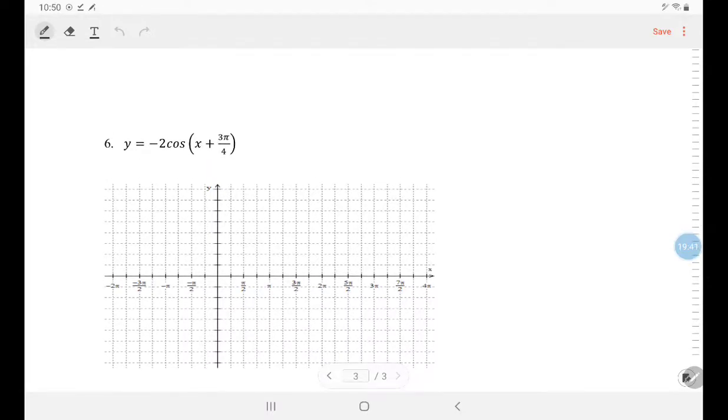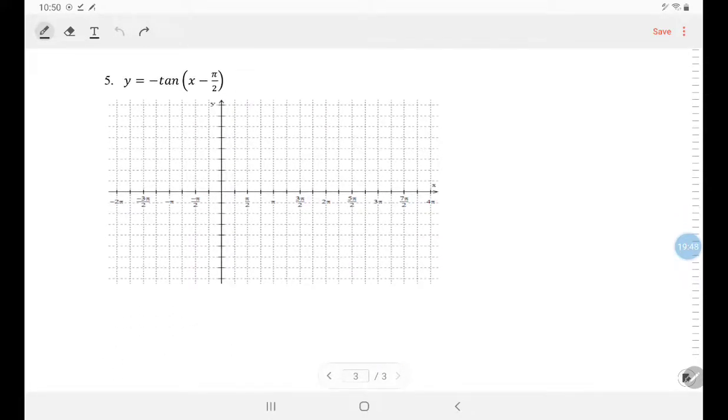Another cosine graph. That's number 6, excuse me. Let's do another tangent graph. Transformations. I see the negative, so there's a reflection.